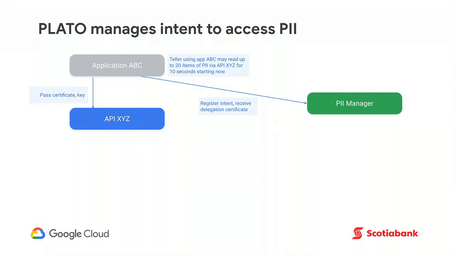So then it would grant a certificate that the application can then use to delegate its authority to re-identify. So now when it makes the call, it makes the call to the API saying, okay, I'm making this call, and if anybody needs it, here's the authority to re-identify 20 pieces of PII in the next 10 seconds. So that gets passed down.